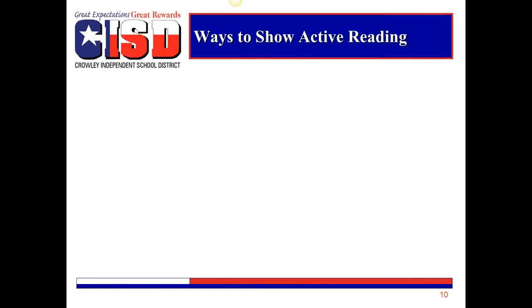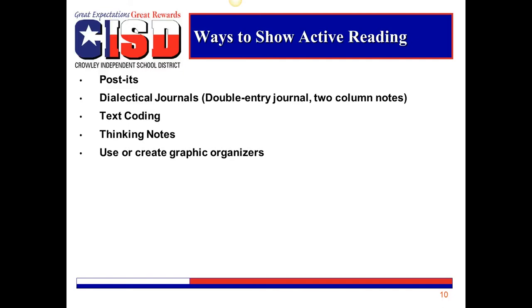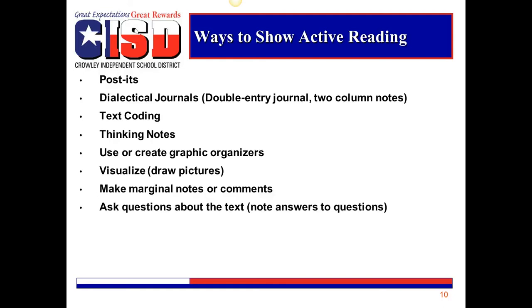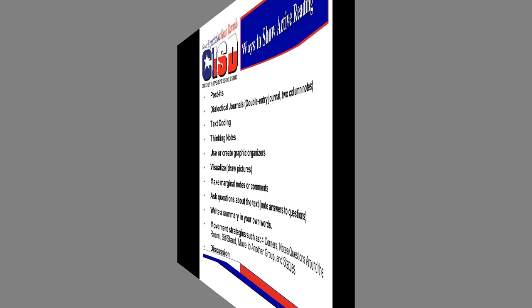Ways for students to show active reading are the use of Post-its, dialectical journals, text coding, thinking notes, use or create their own graphic organizers, visualize the text by drawing pictures, making marginal notes or comments or annotations, asking questions about the text and noting their answers to their questions, writing a summary in their own words, or using movement strategies such as four corners, notes around the room, or statues, and of course, discussion.